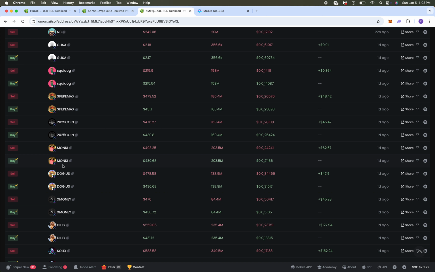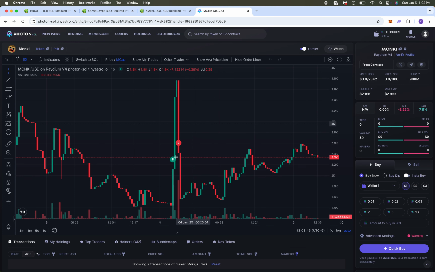So he bought a coin called Monkey, and you can see here, he bought it at 604.06 and sold it at 604.12. So 6 seconds apart. I have it loaded here for you guys on the 1 second time frame so you can see. So this is where he put his buy. He raised the price to 2.1K.